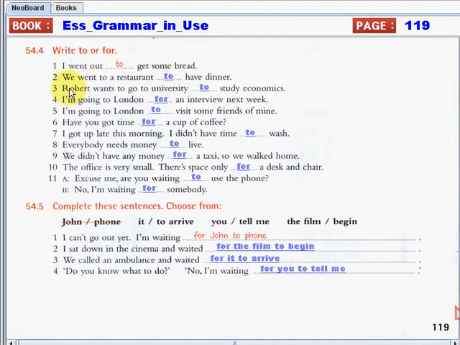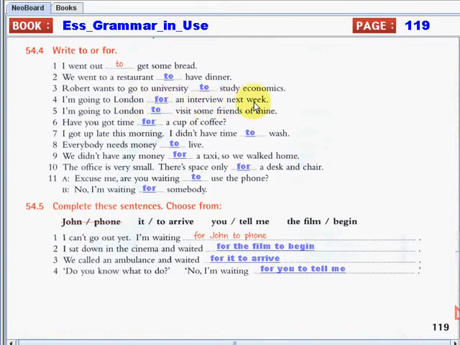Number 3, Robert wants to go to university blank study economics. So we can see that Robert wants to go to a university, and then study economics. So here is the verb, so we should use the word to. Number 4, I'm going to London blank an interview next week.